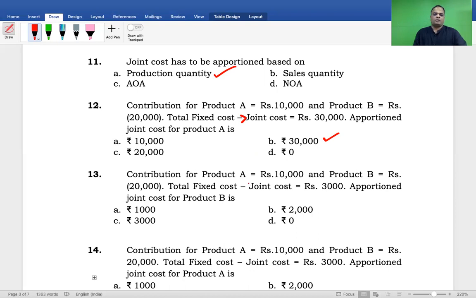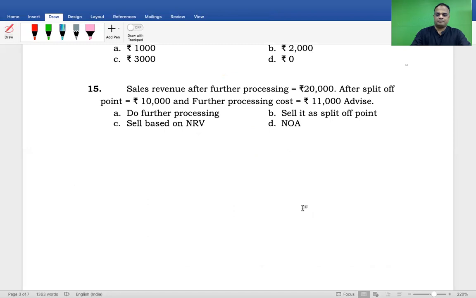Next. Contribution of product A is 10,000, product B is 20,000 negative. Fixed cost, that's the joint cost, total fixed cost, joint cost is equal to 33,000. Apportioned joint cost for B is 0. Zero. Very good. Next.